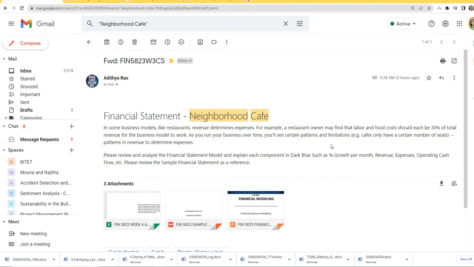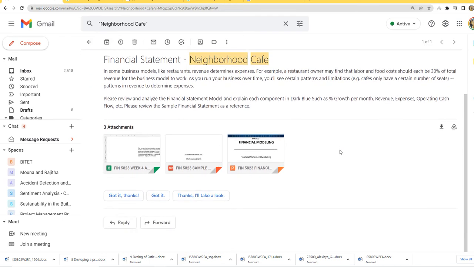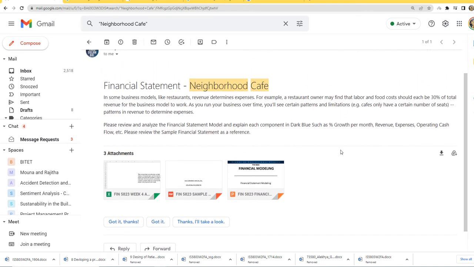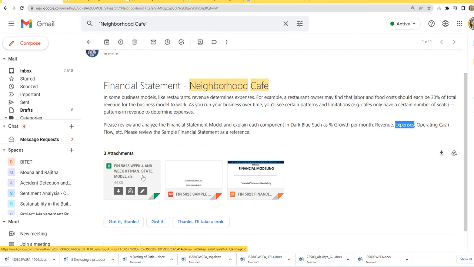By using this video, let us try to understand the FIN5823 week 3 case study. FIN5823 is mostly related to financial modeling, and while preparing financial models, it is very important to understand certain terms. Here, a few important terms such as growth per month, revenues, expenses, operating cash flow, and some other details were asked for briefing about those terms and explaining the interpretation of results based on the data that is given in the Excel sheet.